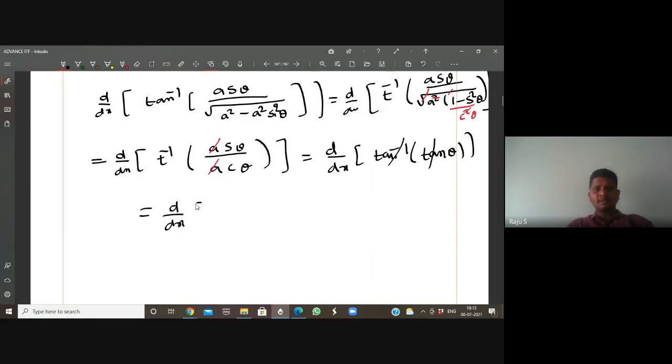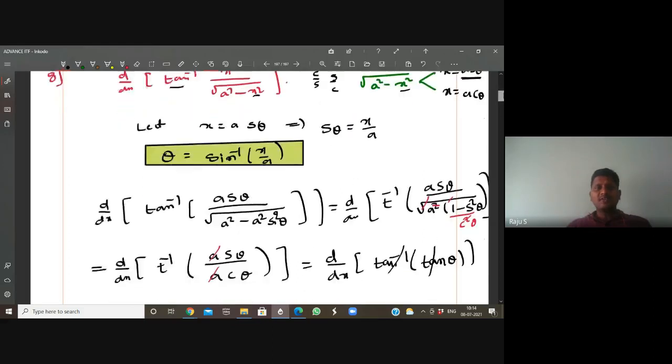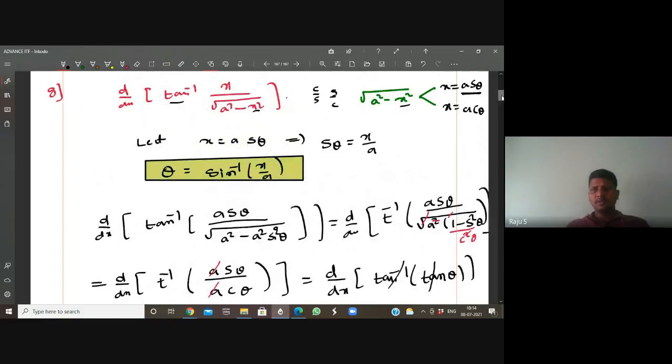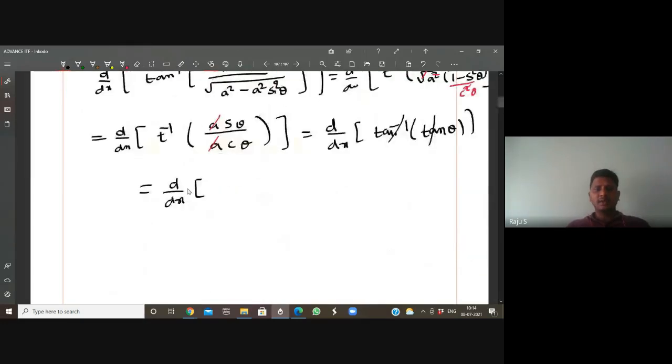D by dx of theta, we cannot differentiate here with respect to x. Theta is an independent variable, but what is the value of theta finally? Theta value is sine inverse x by a. Shall I substitute the theta value? Sine inverse x by a.